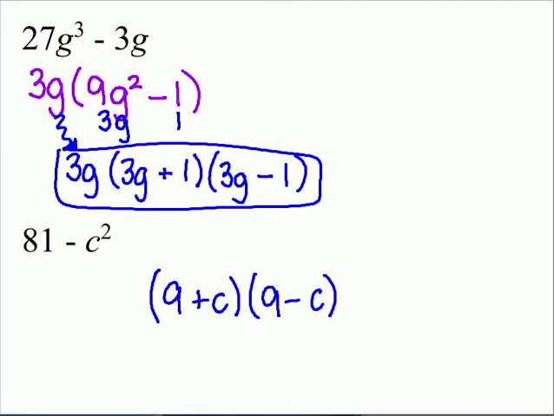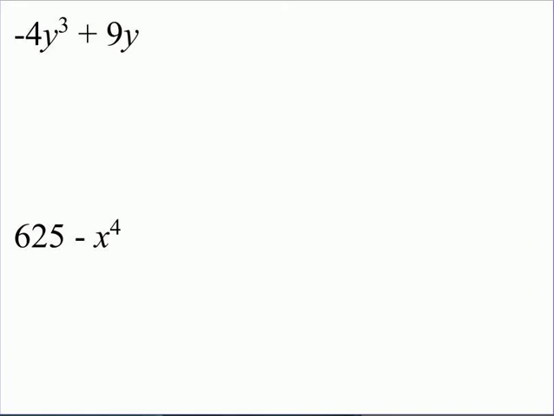Okay, so let's go ahead and look at this one. Negative 4y cubed plus 9y. Anything in common? There's a y. But if I look at it, I've got that negative sign out front that's kind of in the way. So what I'm going to do is rewrite the problem.